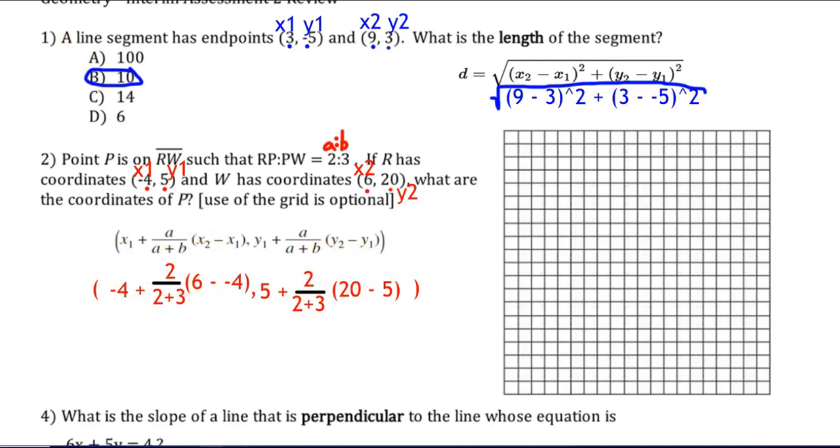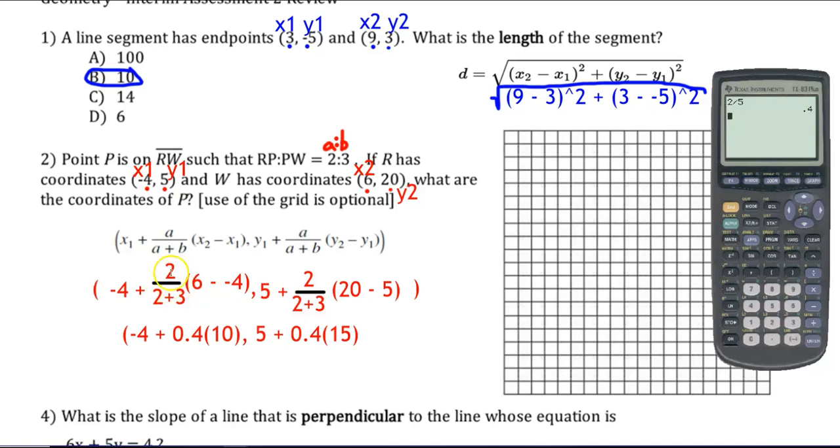We're going to simplify this now. Here you can see I took 2 over 2 plus 3 and turned it into 2 over 5, which is the same as 0.4. You can see that on the calculator. 6 minus -4 is 10. 20 minus 5 is 15. Everything else basically stayed the same.